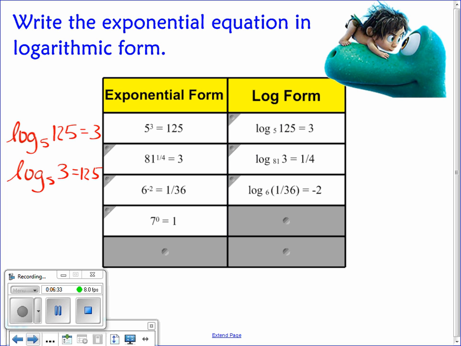7 to the 0 power equals 1. True. Log base 7 of 1 equals 0. Nine to the 3/2 equals 27. Log base 9 of 27.